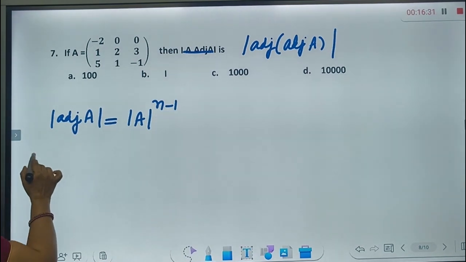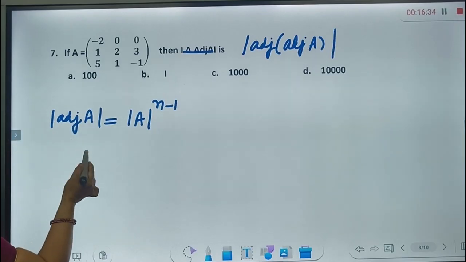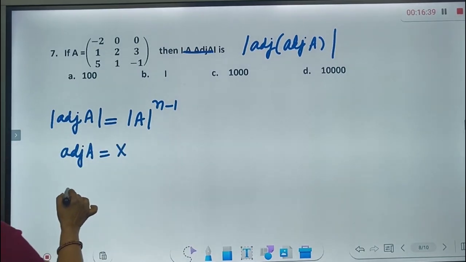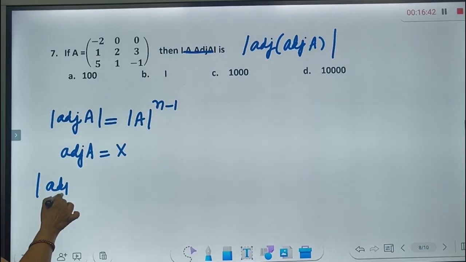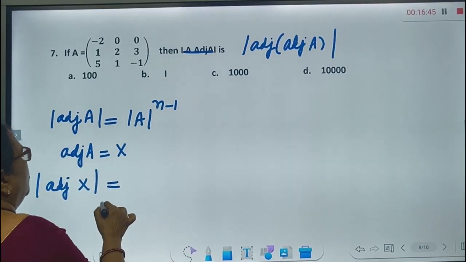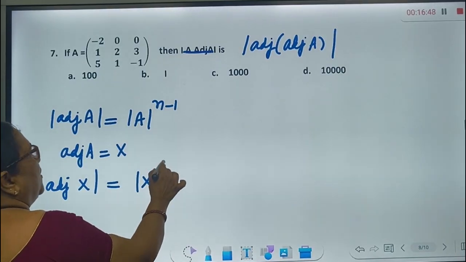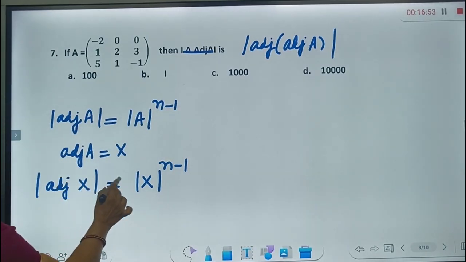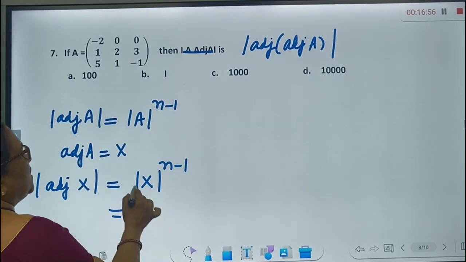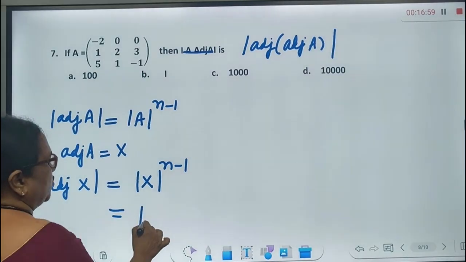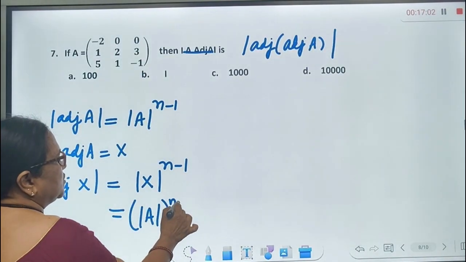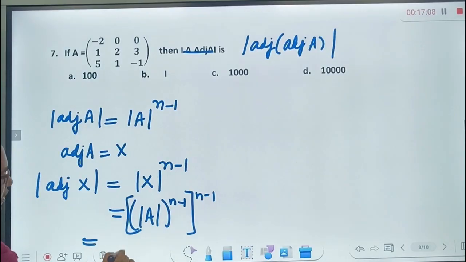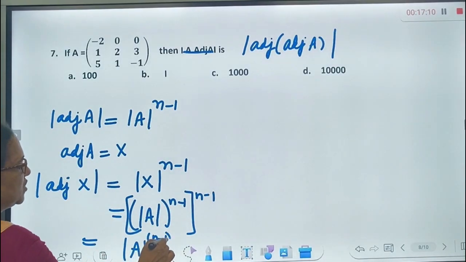Now, what is determinant of adjoint of adjoint of A? Let me put adjoint of A as some x. Then determinant of adjoint of x will be determinant of x to the power n minus 1. What is determinant of x? x is adjoint of A. Now what is determinant of adjoint of A? Determinant of A to the power n minus 1. So determinant of A to the power n minus 1, to the power n minus 1, which is equal to determinant of A to the power n minus 1 square.